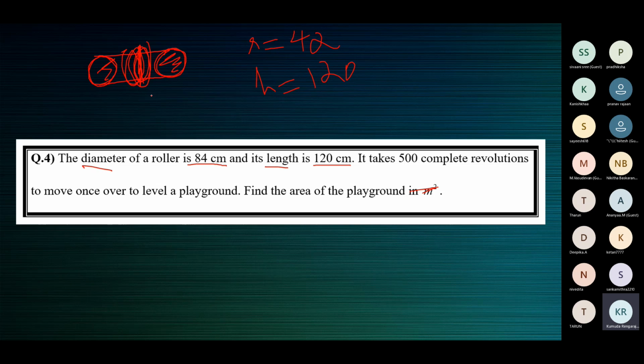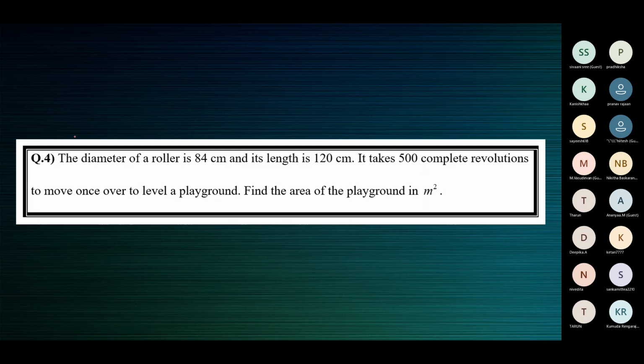So the curved surface area, the CSA of the cylinder, is the area leveled in one revolution. See here, the area leveled in one revolution. What is the area leveled in one revolution?